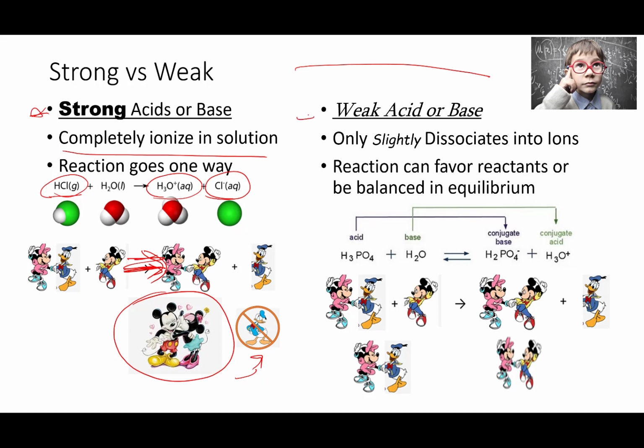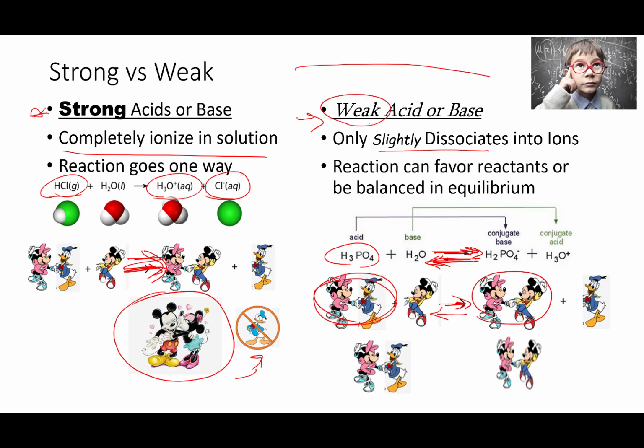In a weak acid or base situation, there's only slight dissociation. What that means is that the reaction is going to go in both directions. So this compound is slightly going to break into ions, and then it's going to come back the other direction, and then it's going to break into ions, and come back the other direction. It's like going to the sock hop. Minnie is dancing with Donald, and then she's dancing with Mickey, and then she goes back dancing with Donald. It goes back and forth and back and forth.